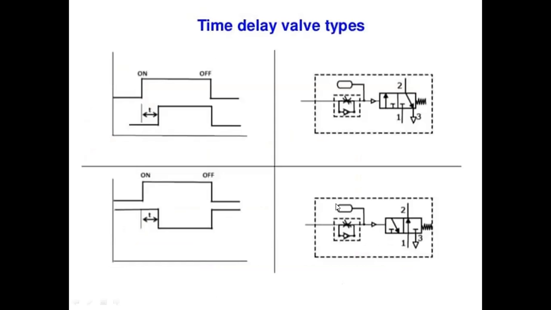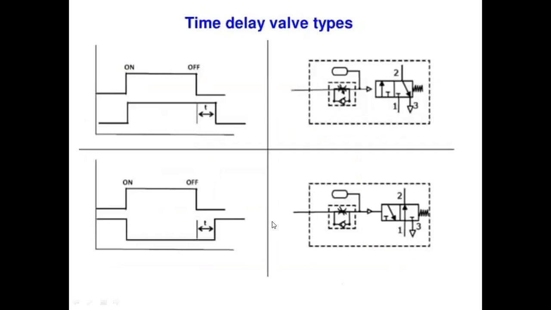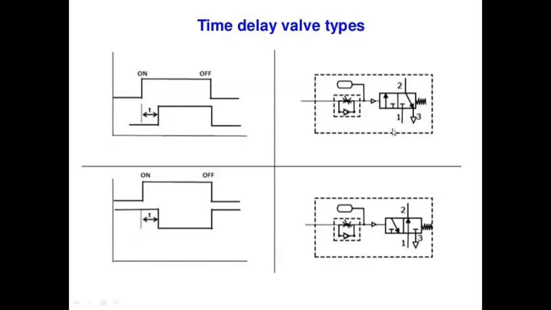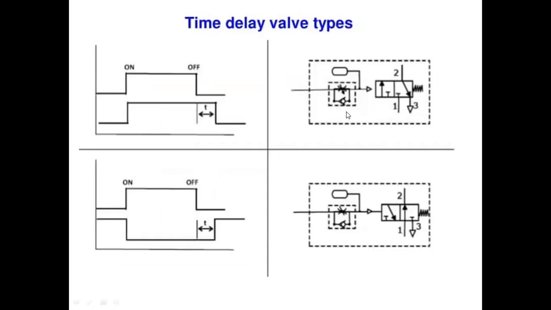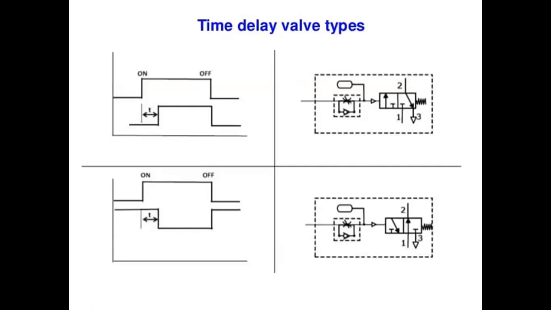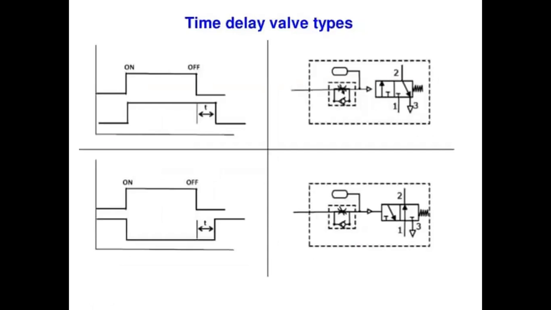Time delay valve types: on mode and off mode, both are time delay. See here, for off mode this is the time delay and position. For on mode, this is the time delay and position. The check valve changes direction here: in off mode it is opposite to the on mode.